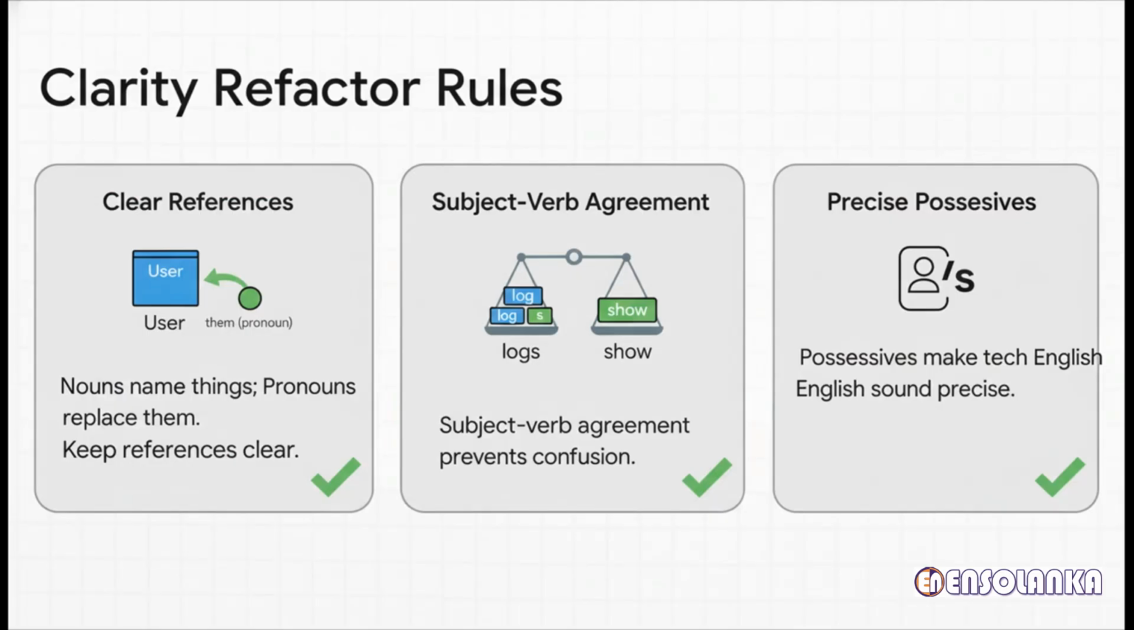So here are the key rules from our refactor, just to recap. First, keep your references clear. Nouns name things, pronouns replace them. Simple. Second, make sure your subjects and verbs agree to avoid those logical errors. And third, master possessives and that noun as adjective pattern. That's what's going to make your technical English sound both precise and professional.